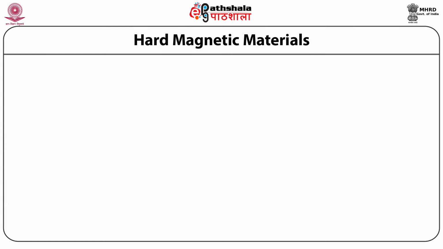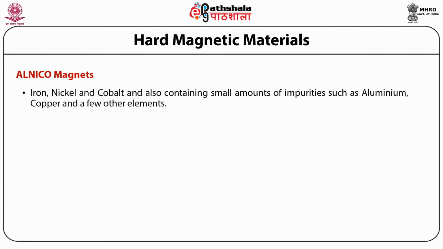So students, now let us discuss a few examples of hard magnetic materials. First, we will discuss the alnico magnets, that is aluminium, nickel, cobalt magnets. Alnico, as the name suggests, are alloys of iron, nickel, and cobalt, also containing small impurities of aluminium, copper, and a few other elements.